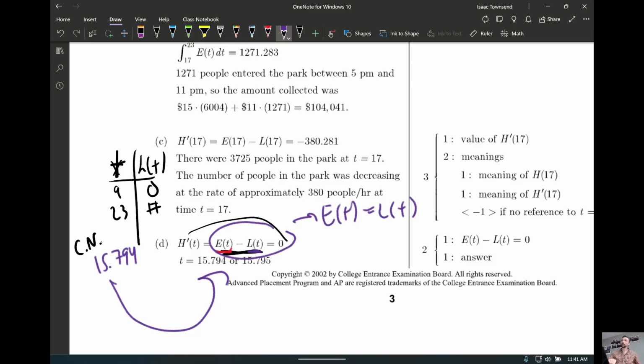So, calculus aside, what do you think is, or what was the hardest part of this for you, just logistically?